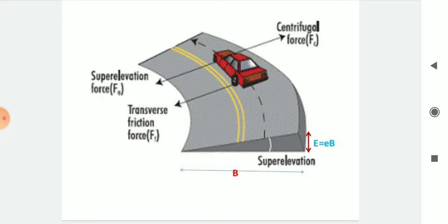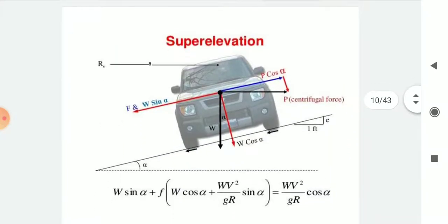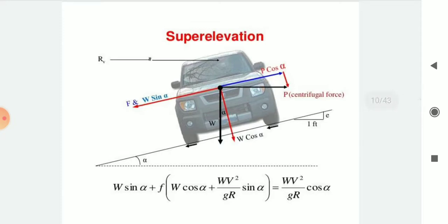the outer edge is kept raised as compared to the inner edge of the road. That is the super elevation, which is denoted by E. In this figure you can see super elevation, that is, the outer edge is raised compared to the inner edge, and here we can see the vehicle and the forces acting on it and the friction forces.